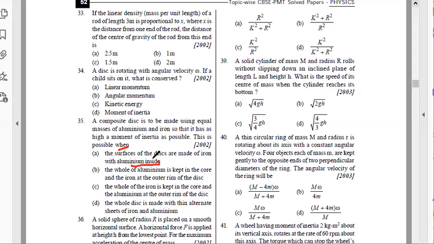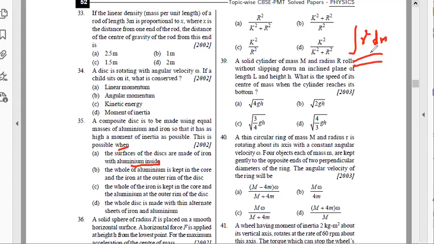Now think about it. What's the formula for moment of inertia? Integration of r square into dm. For continuous matter, the moment of inertia formula is the integration of r square dm.